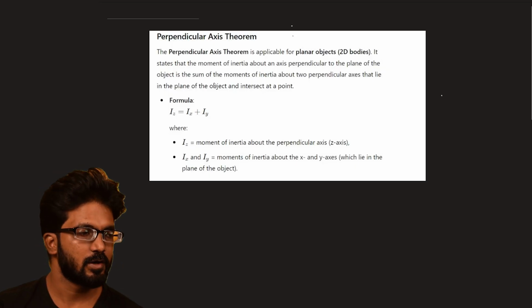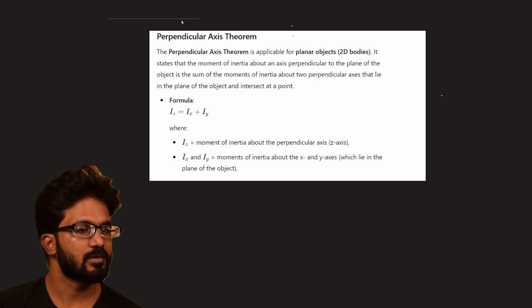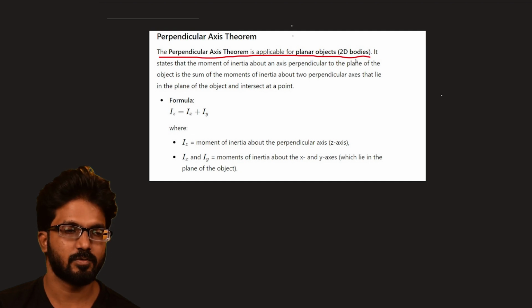In this problem, we are going to learn how to apply the perpendicular axis theorem and parallel axis theorem in a single problem. So let's start. First, we are going to learn about the perpendicular axis theorem. The perpendicular axis theorem is applicable for planar objects, meaning it is only applicable for 2D, two-dimensional bodies.